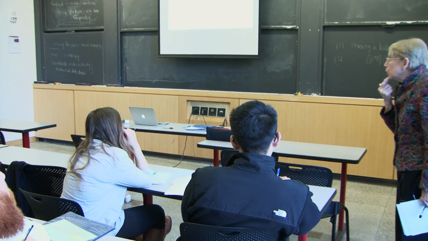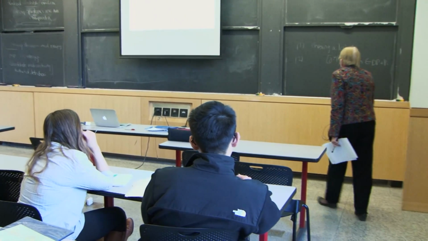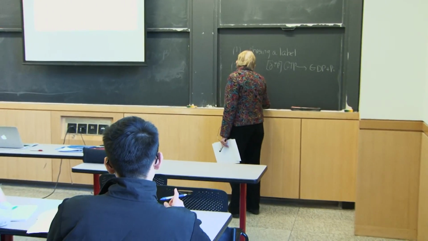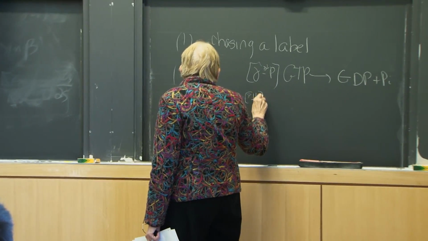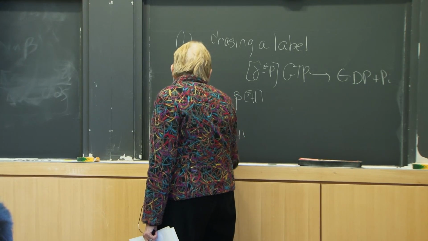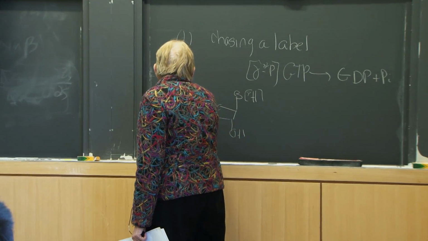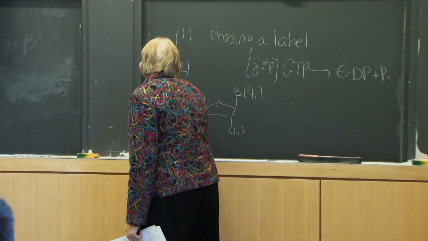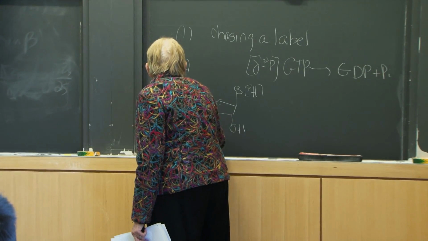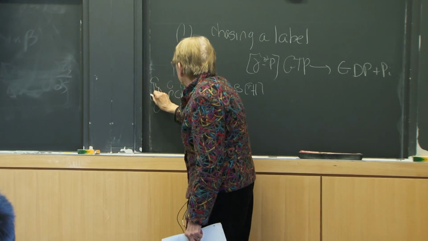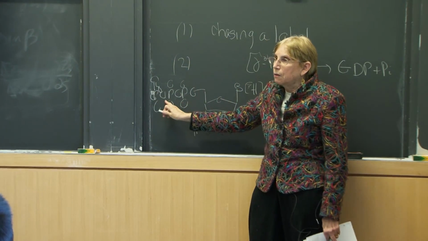Okay, so say you labeled the base. So let's just call this base. Say you put a tritium in the base. Versus, hopefully you all know this, this is the gamma position versus a label here. Why are you putting the label here?